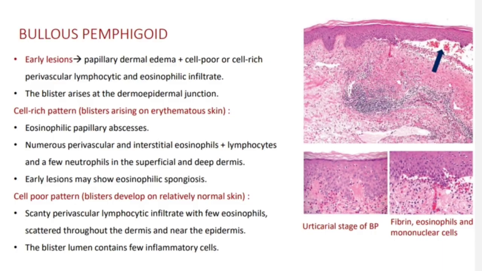So the first image shows a subepidermal blister containing inflammatory cells. Second is the cell rich stage of bullous pemphigoid showing numerous eosinophils. And third is the zoomed in image of the first image showing fibrin, eosinophils and mononuclear cells.